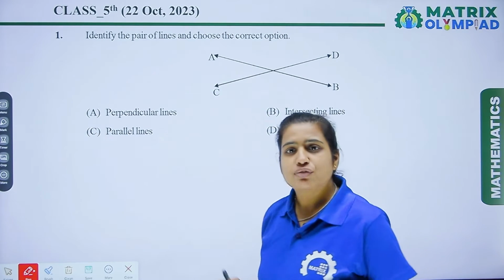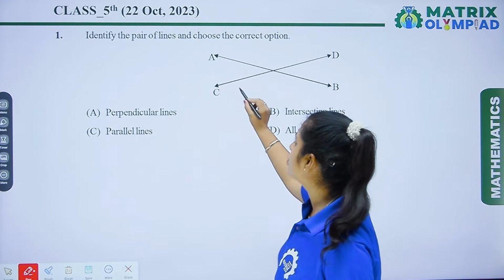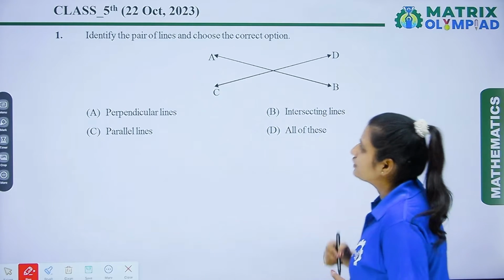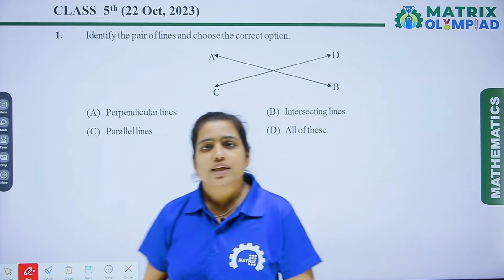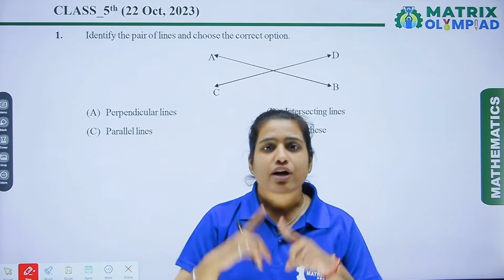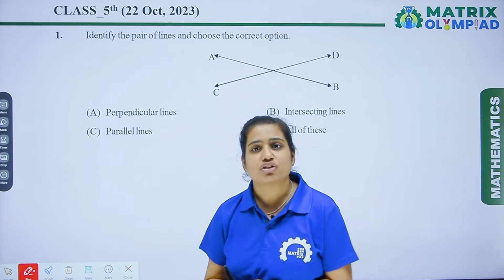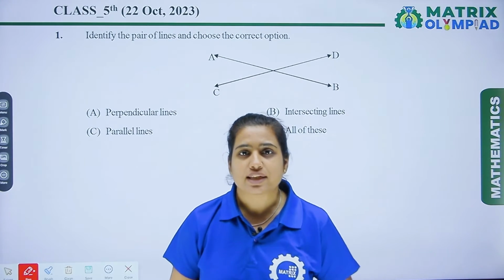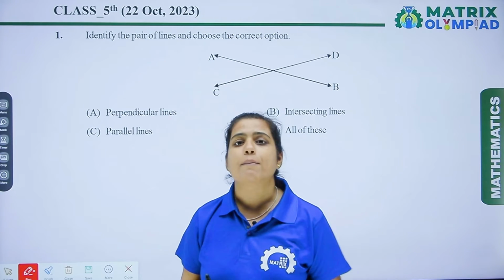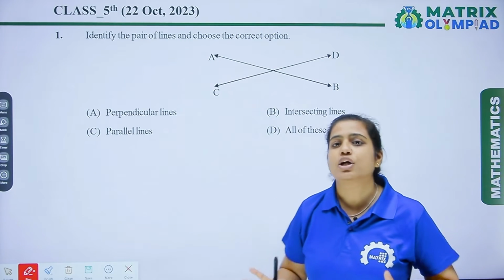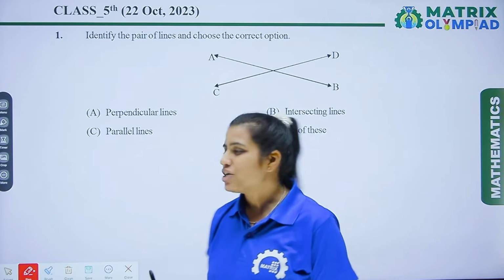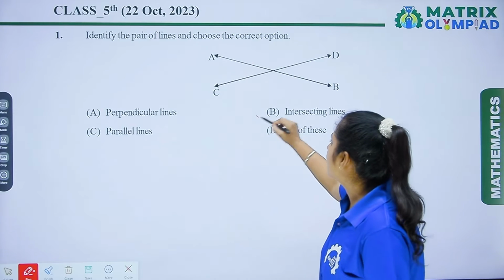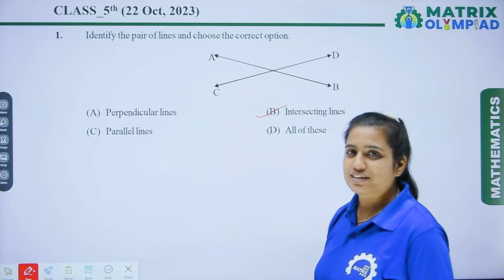So here in the first question we can see that we have two lines AB and CD. These two lines are meeting at a common point, or we can say that they are crossing each other at a common point. So when two or more lines intersect, or we can say that meet at a common point in a plane, they are known as intersecting lines. So here we have option B, correct answer.